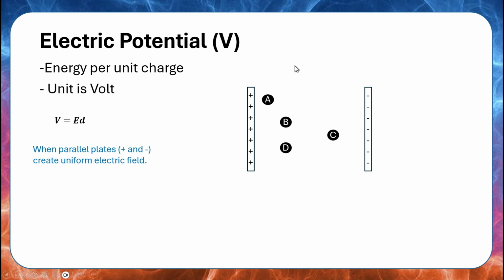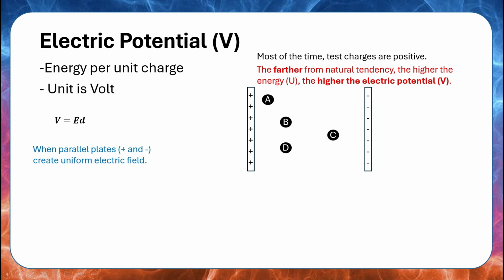Now, let's look at these charges here. These are test charges, okay? So most of the test charges are positive. Always keep that in mind. And since they are positive, their natural tendency is toward the negative plate, right? So the negative plate is their zero reference point, or the 0 meter distance. The farther from the natural tendency, the higher the energy. It means that the farther they are from the zero reference point, which is their natural tendency, the higher the energy.